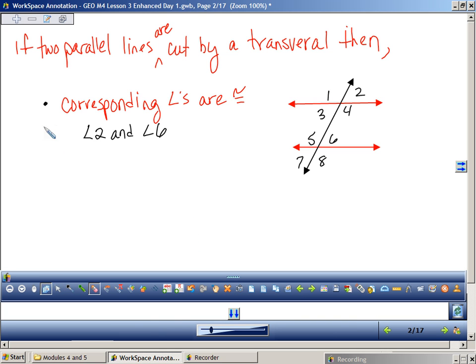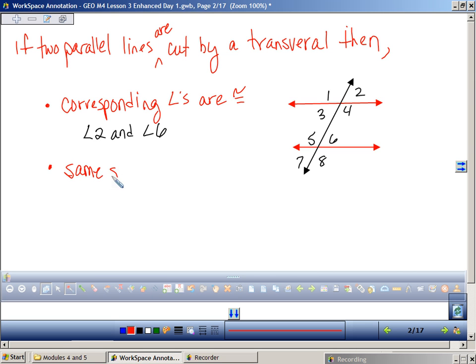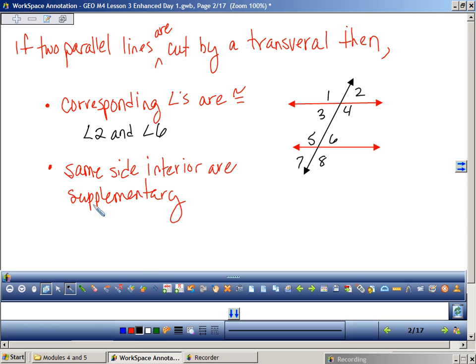Tyler? What about same side interior? Same side interior are supplementary. Give me an example of same side interior. 4 and 6. Angle 4 and angle 6. Check this out, guys.